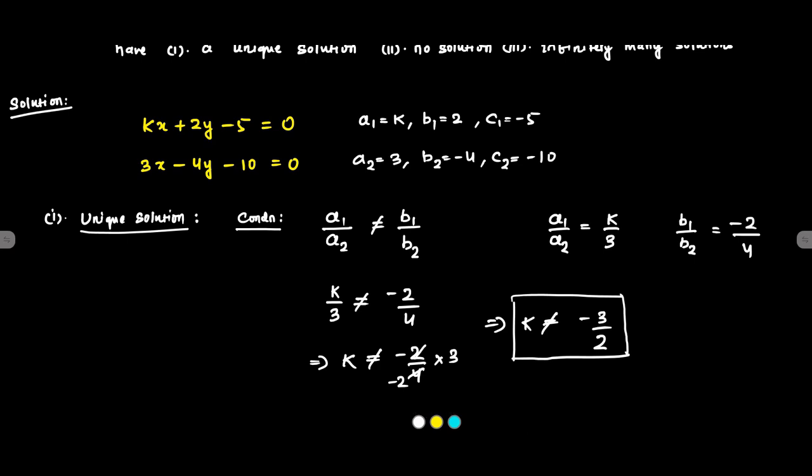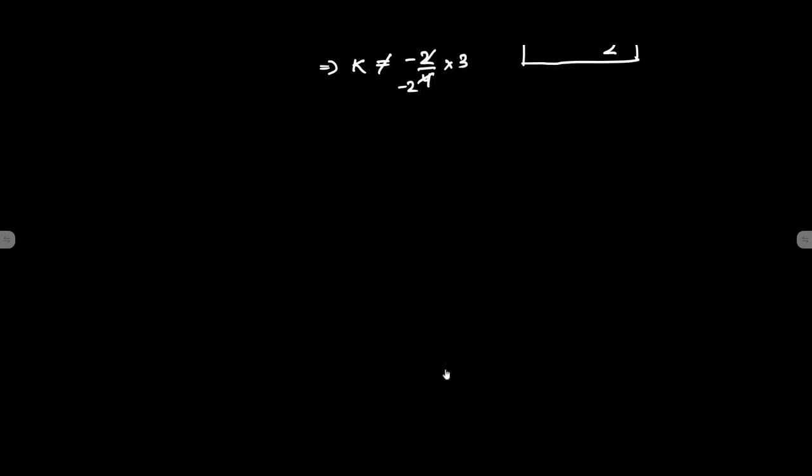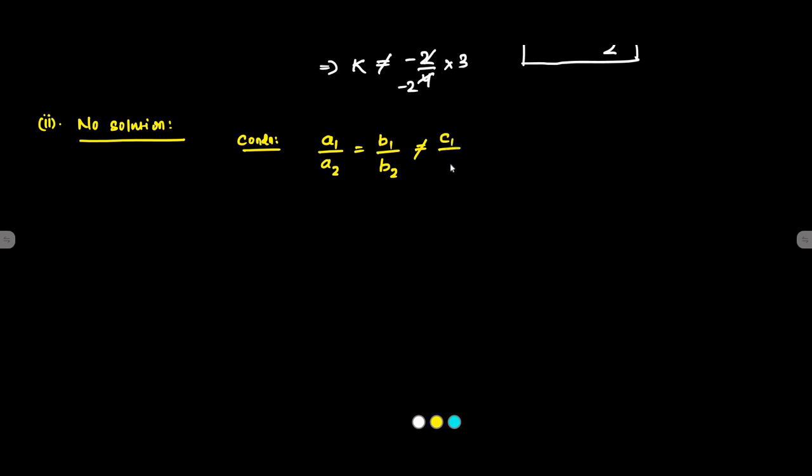Okay, then we have no solution. Second bit is no solution. So for no solution, the condition is a1 by a2 should be equal to b1 by b2 should not be equal to c1 by c2.